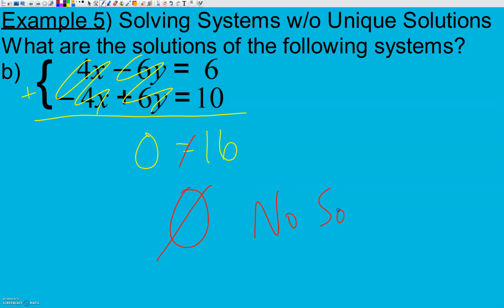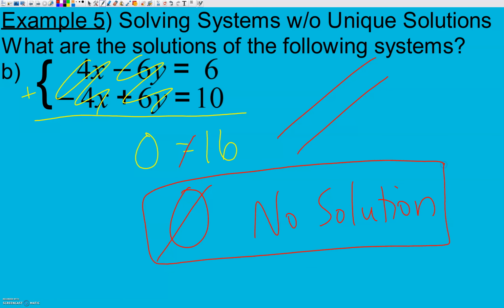No matter what we do, there's not going to be anything that works for both. These lines are going to be parallel lines. They don't necessarily look it right now, but they're going to be parallel. They're never going to cross. We're going to have no solution because what we got is not true. It's not conditional. It's not an open statement or anything like that. It's just not true. 0 never equals 16.